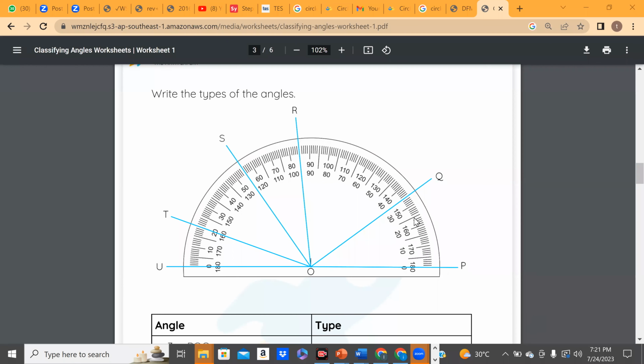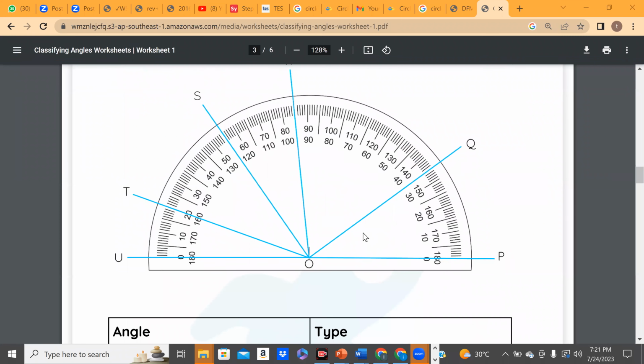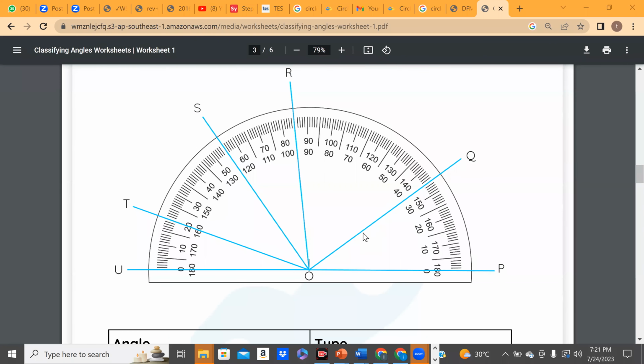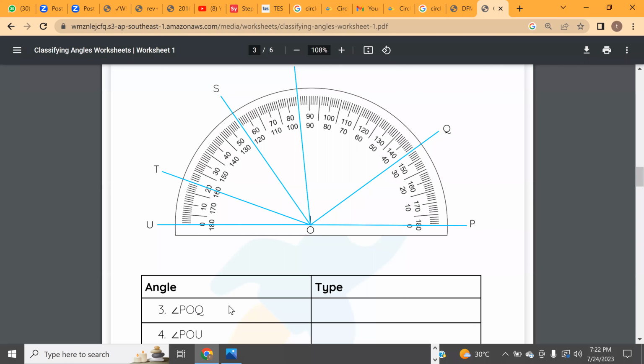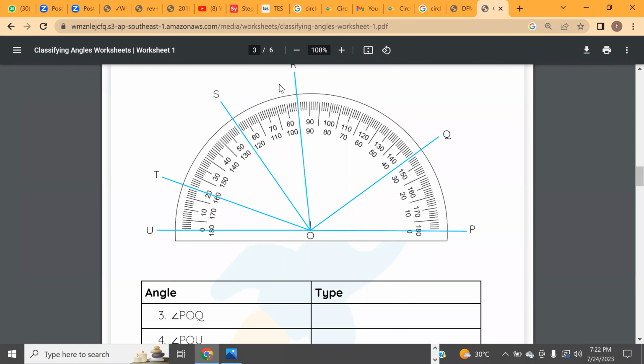So we have the types of angles, right? Let me know if you can see my screen. I want you to tell me what is the type of angle for, let's look at POQ. What is that type of angle? POQ. Do you know? Is it an obtuse angle? Micah says he wanted to try, so I want Micah to try. Go ahead, Micah. Is that a right angle?